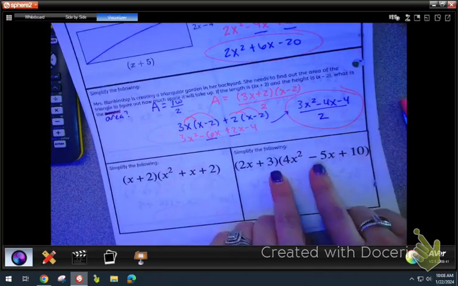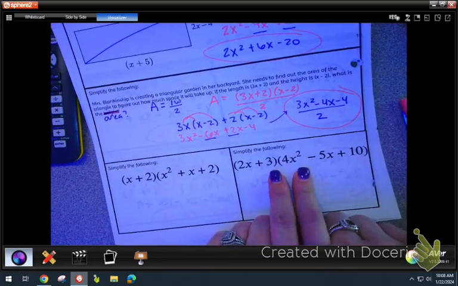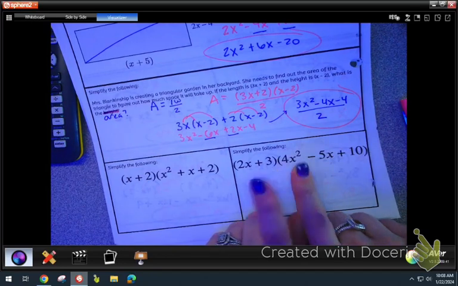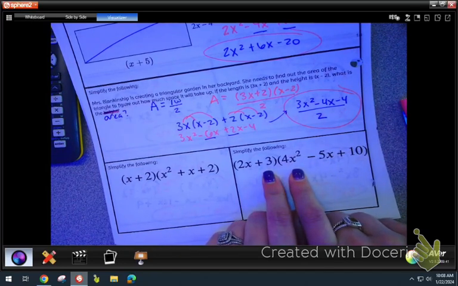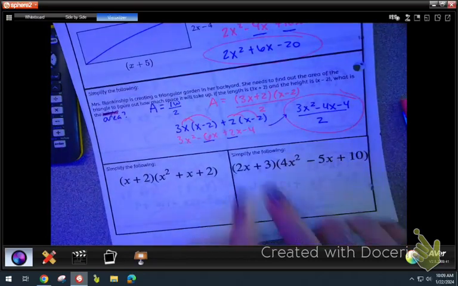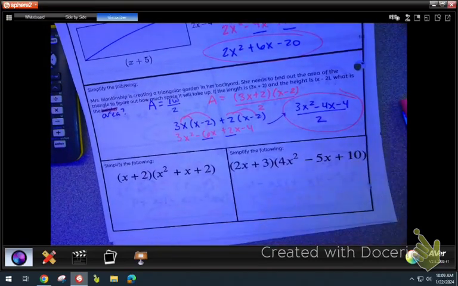What's different about this one? This is the challenge problem for the day. What are we multiplying? A binomial and a trinomial. We're still going to double distribute. We're going to do a lot of multiplication here. Are you ready? Let's do it.